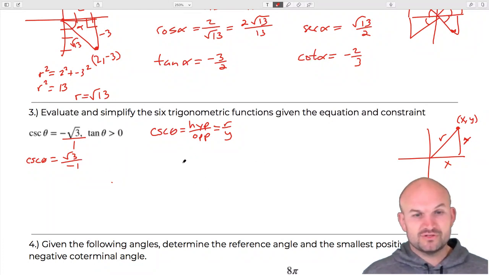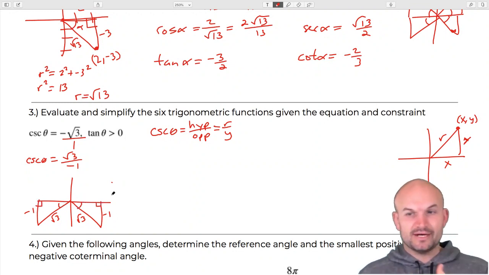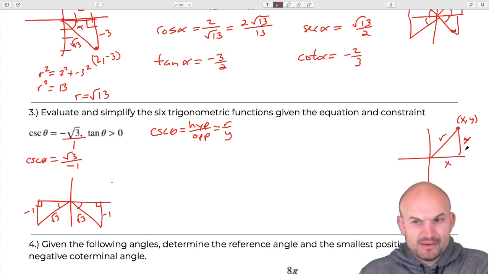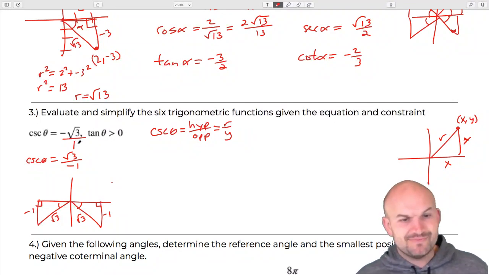So let's go ahead and draw those 2 options. I could have a triangle down here, or I can have a triangle down here. Because I know the hypotenuse is square root of 3, and I know the opposite side is -1. Those are my only 2 triangles. Because if I do triangles up here, my y coordinate is going to be positive. And if cosecant of theta is equal to negative square root of 3, or anything negative, then the y coordinate has to be negative.